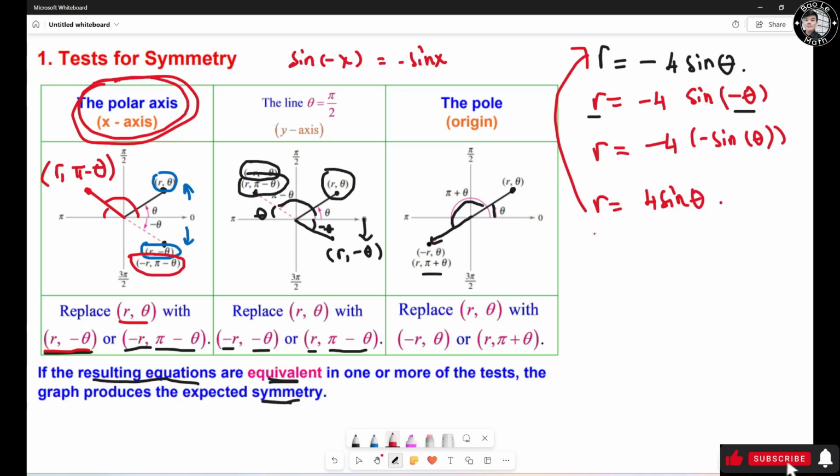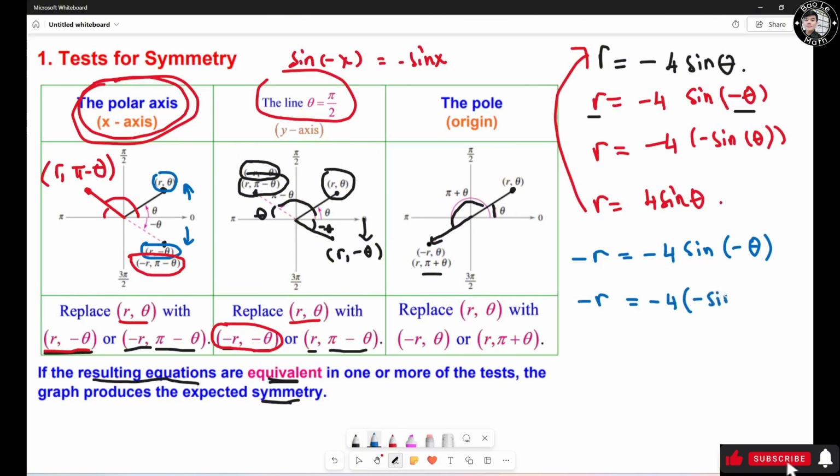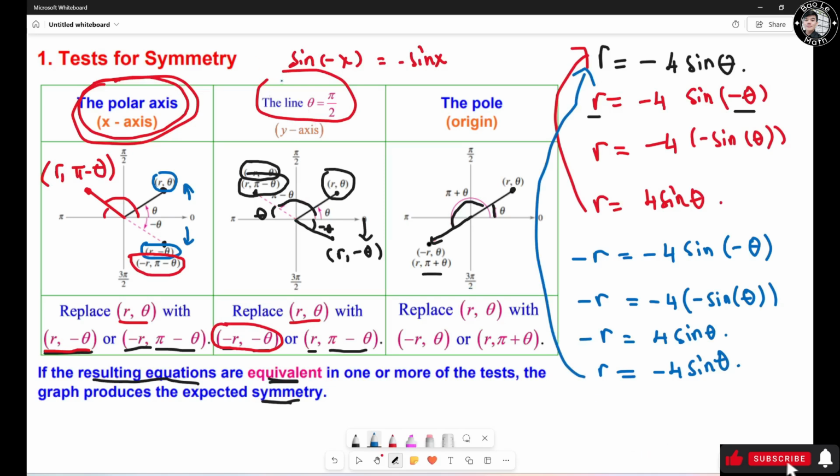Now we're going to check the second one, which is the line theta equals pi over 2. So we're going to replace (r, theta) with (negative r, negative theta). So I rewrite as negative r equals negative 4 sine of negative theta. I'm going to simplify this one. It's going to be negative r equals negative 4 times negative sine of theta, because the sine function is odd. So it turns out to be negative r equals 4 sine theta. I'm going to multiply both sides by negative 1, so I'm going to end up with r equals negative 4 sine theta. This is actually the original one right here. So the function has the line theta equals pi over 2 as a symmetry.